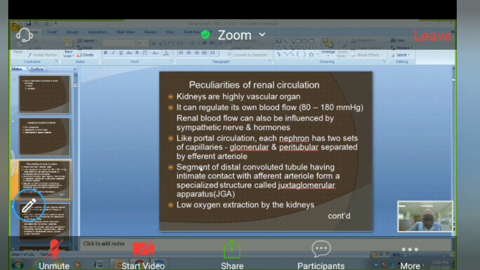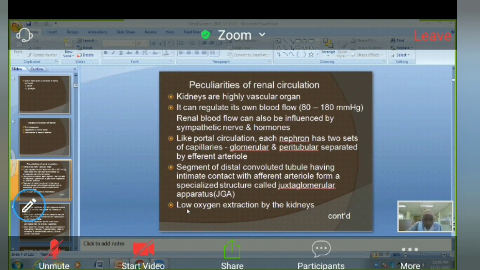This is the system, the regularities through which it is arranged. Is it clear? The distal convoluted tubule has intimate contact with the afferent arteriole. As they are convoluted, they are loose, and at one point the convoluted tubule comes very close to the afferent arteriole. That point of contact is called the juxtaglomerular apparatus. Its function is secretion of renin. It regulates the renal blood flow and also electrolytes.